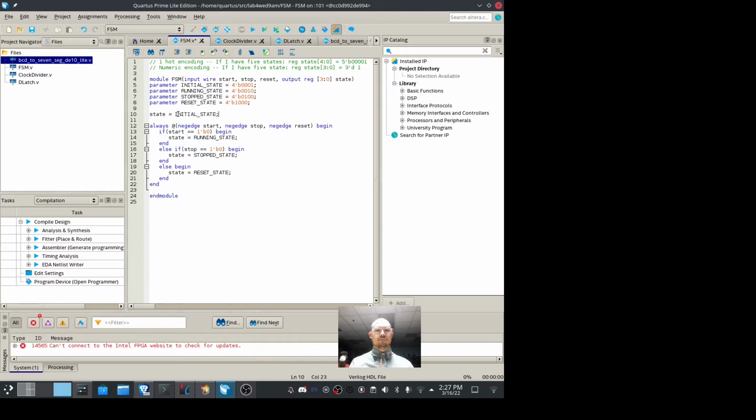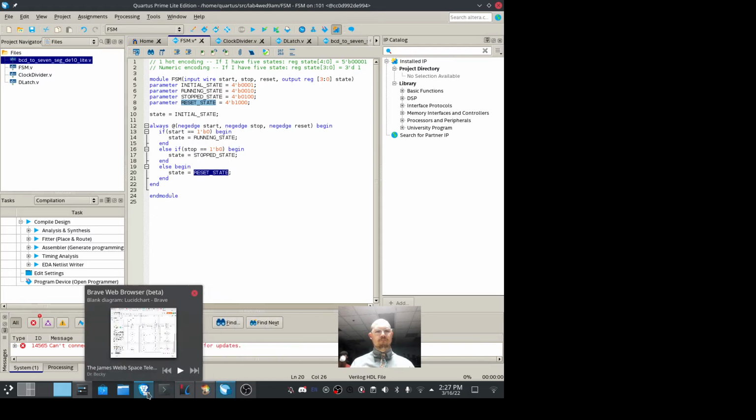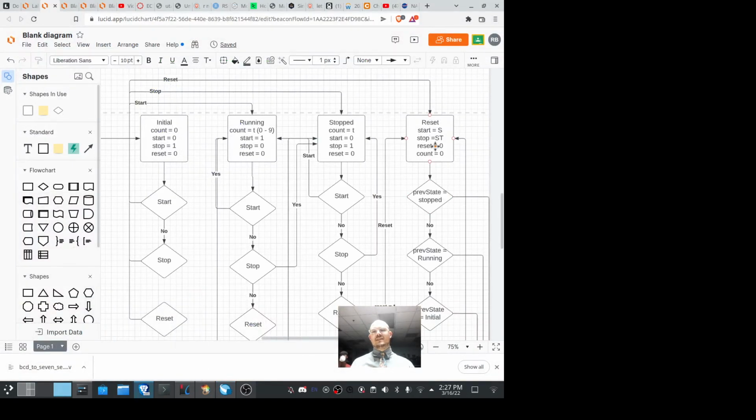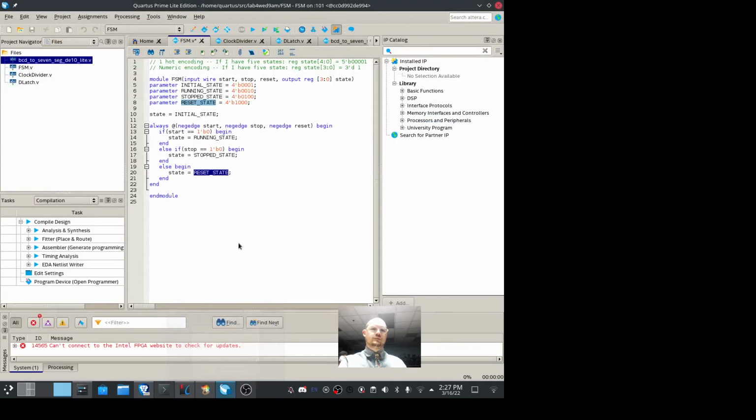All right. Yeah, so we're going to go to the reset state as the final alternative, and where I specified in the diagram here that reset was 0, that will be part of your reset logic. All right, so there is our state machine. That's not too bad, right?